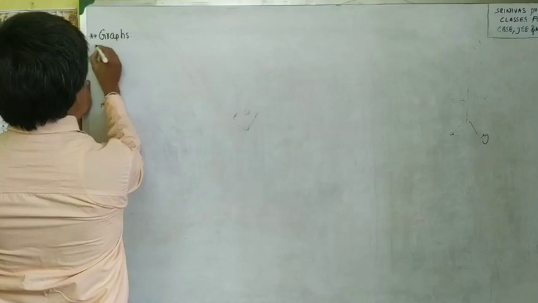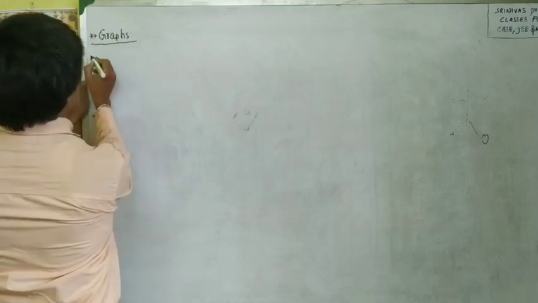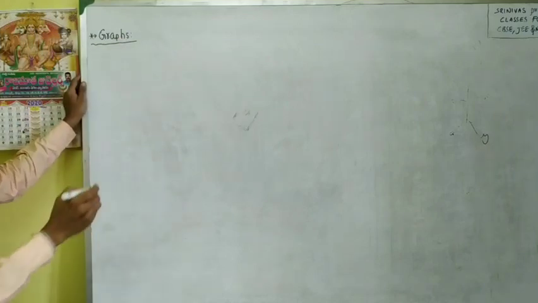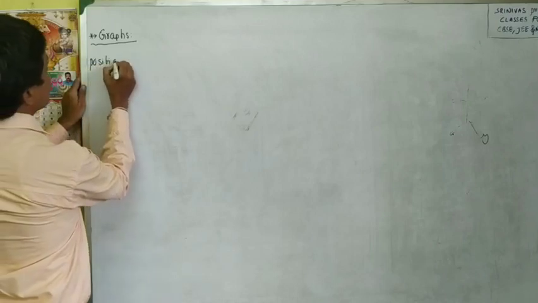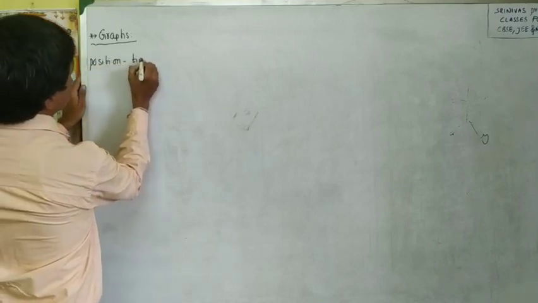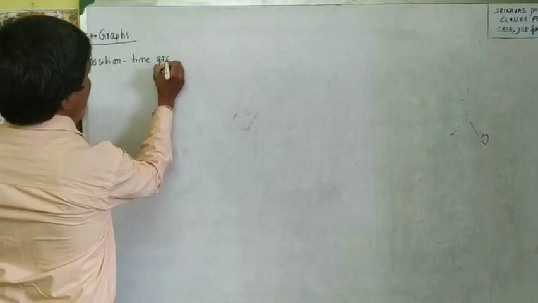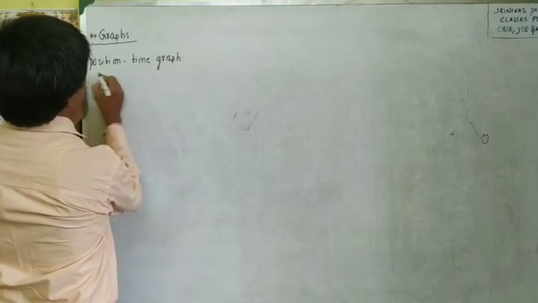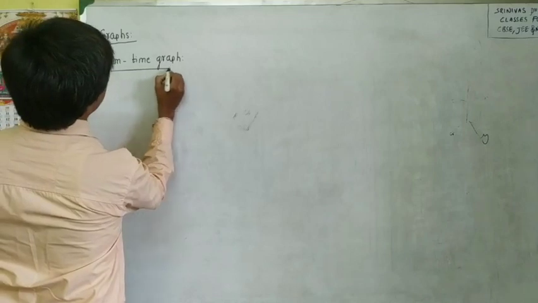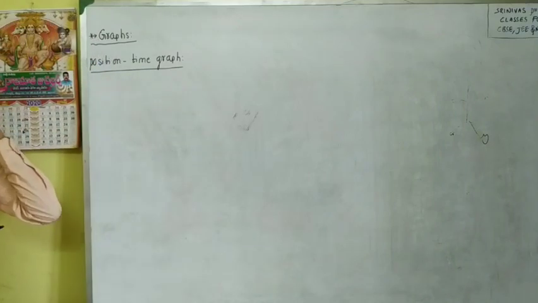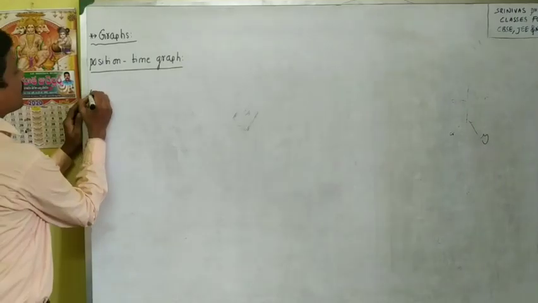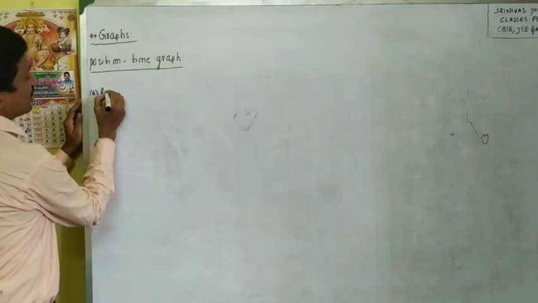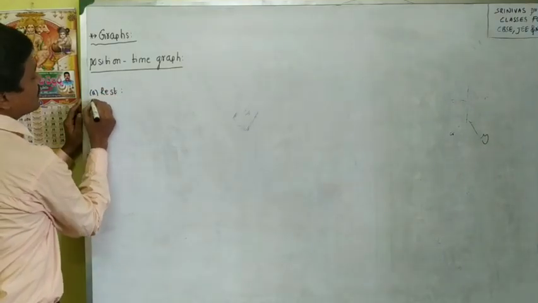There are different types of graphs. First, I am going to explain the position time graph: how it will be, and what is the significance of the position time graph, that I will tell. Now, the position time graph for a body at rest I am going to draw.